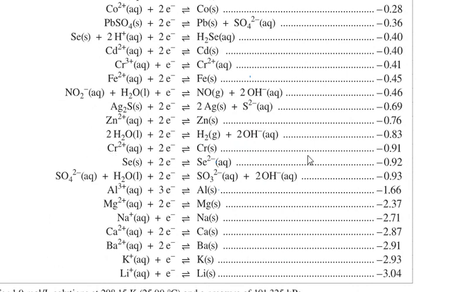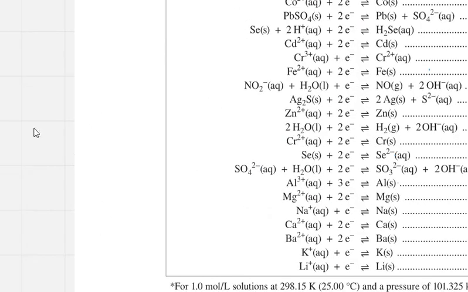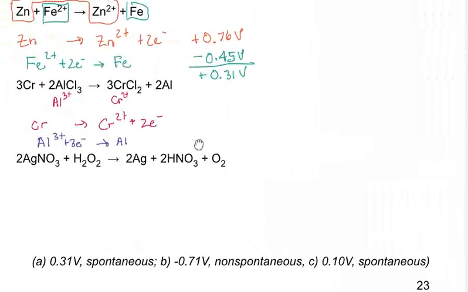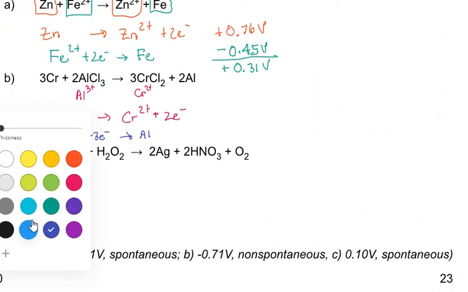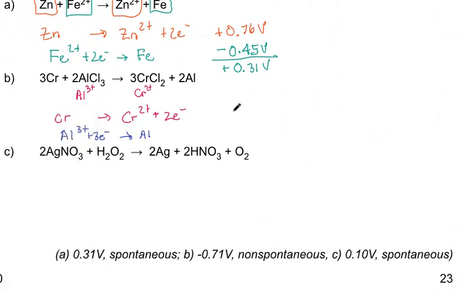Chromium 2 reducing to chromium is minus 0.91 volts. Now, notice what we have here is the opposite of that, so plus 0.91 volts. When you flip a reaction, you flip its voltage. Plus 0.91 volts for the chromium side.